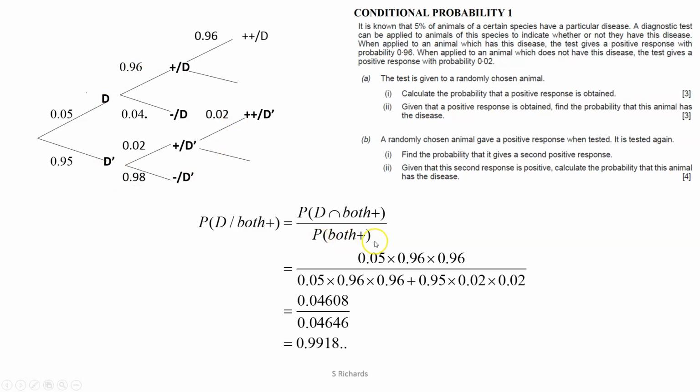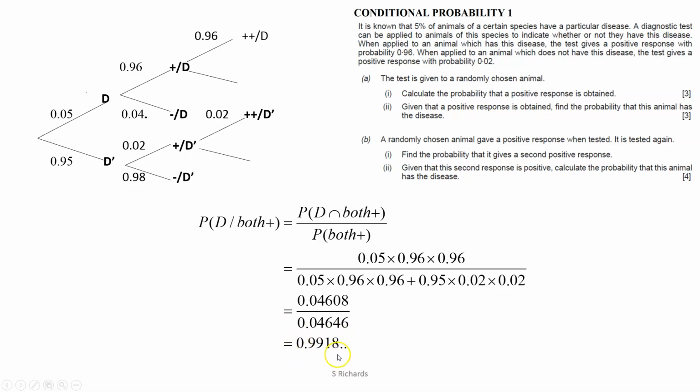So the probability that both are positive, that's what we obtained earlier by multiplying diseased, positive, positive and then adding the multiplication of not diseased, positive, positive, and that's giving us 0.05 times 0.96 squared plus 0.95 times 0.02 squared. On the numerator, of course, we're only interested in diseased and both positive, so that's the 0.05 multiplied by 0.96 squared. Dividing the two gives us the conditional probability of being diseased given that both were positive of 0.9918.